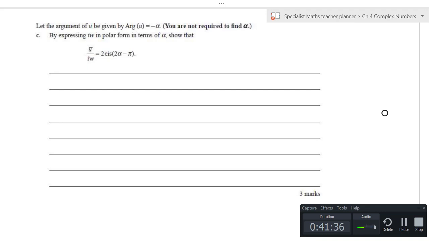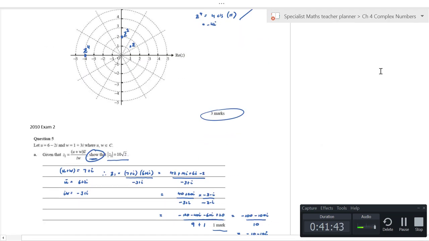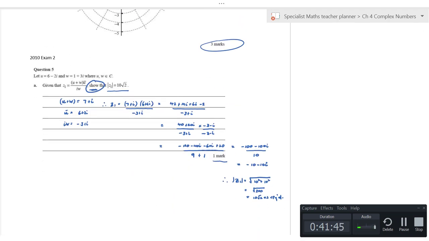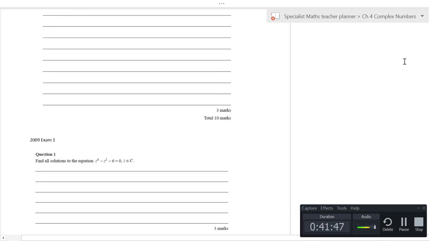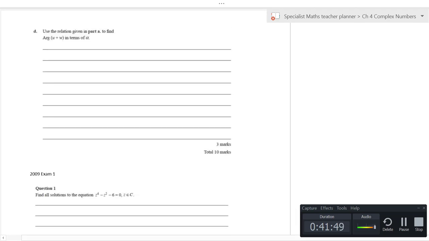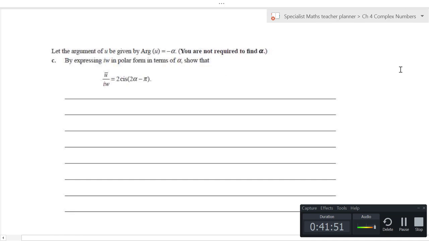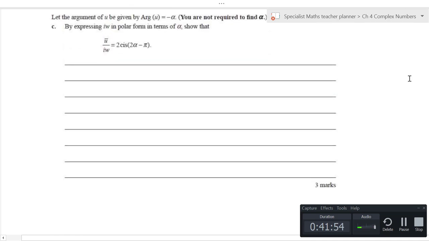So I'm going to pause it. I'm going to get you to think about it. Of course, you've got your exam booklets. So this was from 2010 exam 2. So you can take a look and give it a go in your exam booklet. I'm going to pause the video now, okay, and get you to have a go at it.